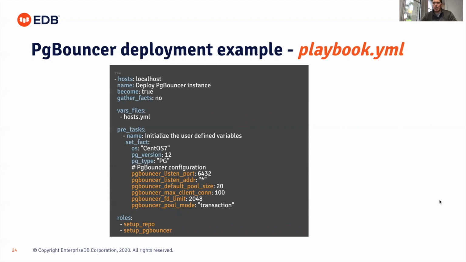For setting up access to RPM repositories, we include the setup repo role, and finally we include the setup pgbouncer role. This role is in charge of the package installation, creation of the working directories, opening the listening port, and generating configuration and systemd files.